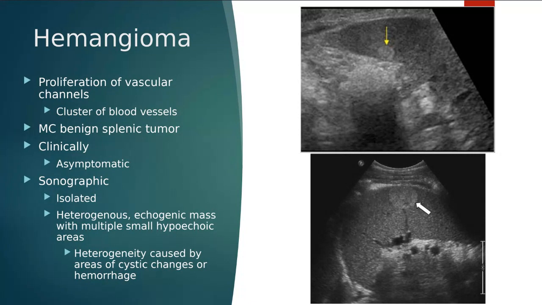On ultrasound, this is usually an isolated finding, so we don't really see this in conjunction with anything else going on. We could see a heterogeneous echogenic mass with multiple small hypoechoic areas internally, depending on how big it is. And the heterogeneity is going to be caused by areas of cystic changes or hemorrhage, depending on how old and how big the hemangioma in the spleen is. So this bottom picture, you can see those little areas of hypoechogenicity inside it, right? So it's starting to change, that cystic degeneration.